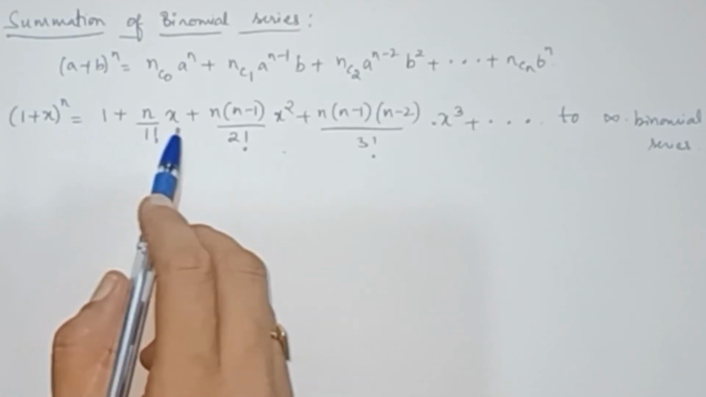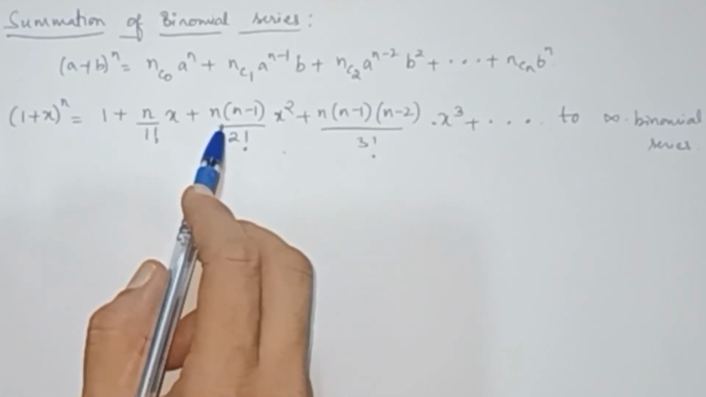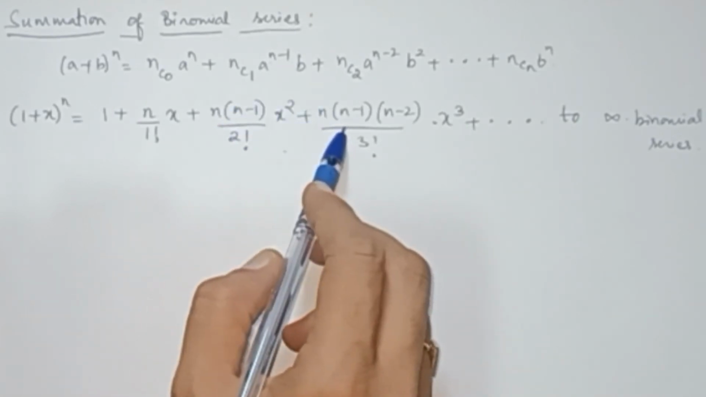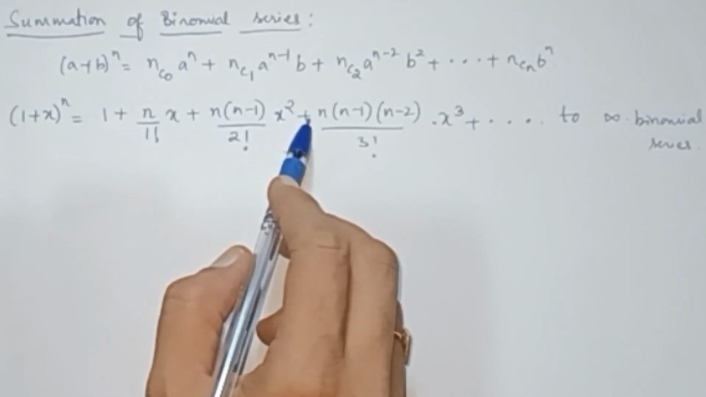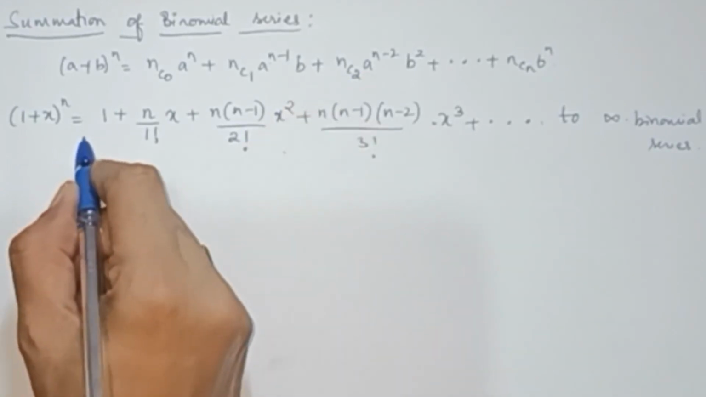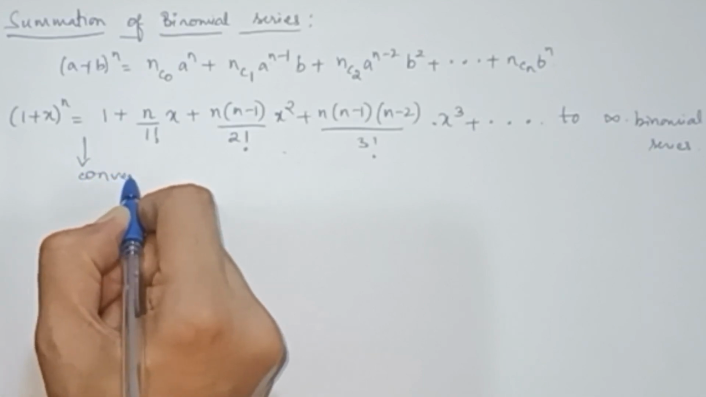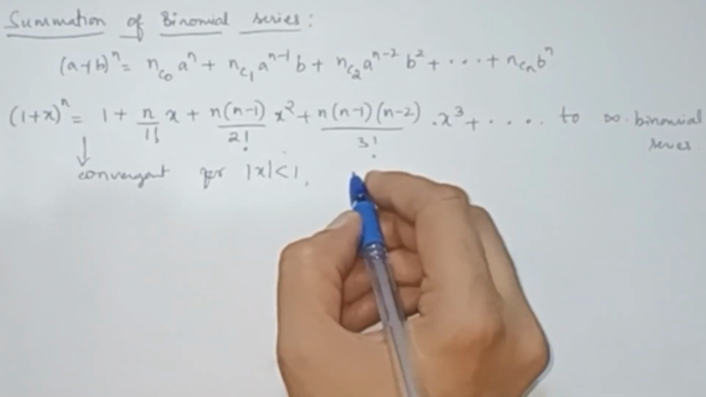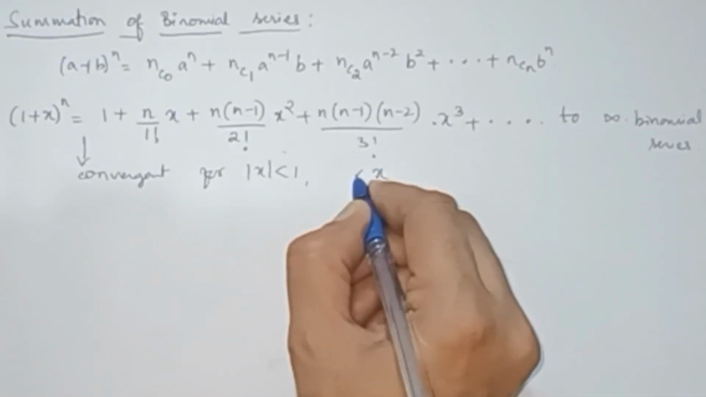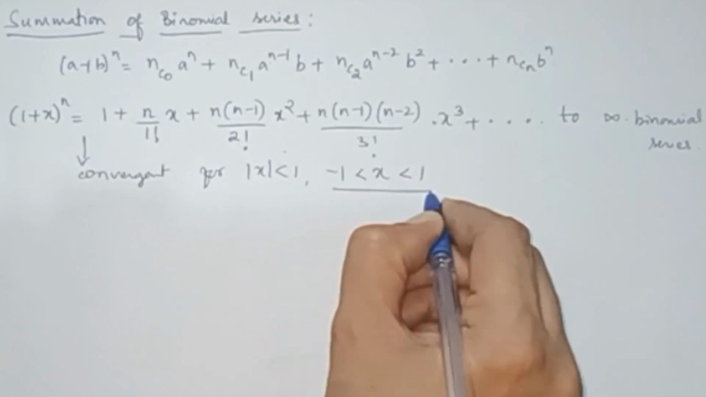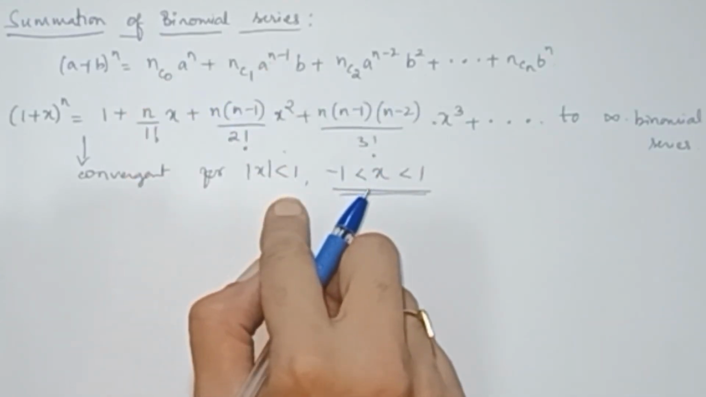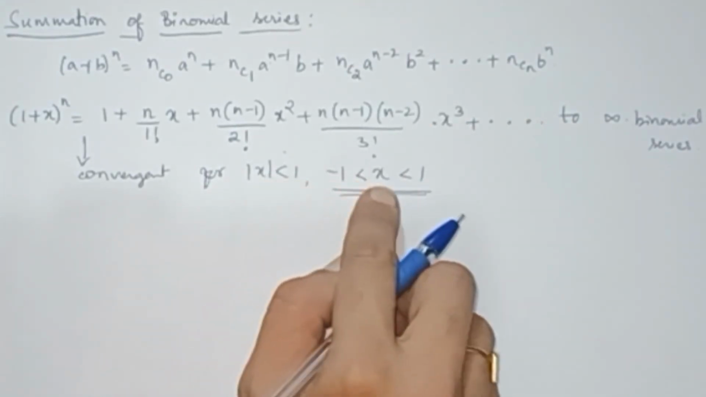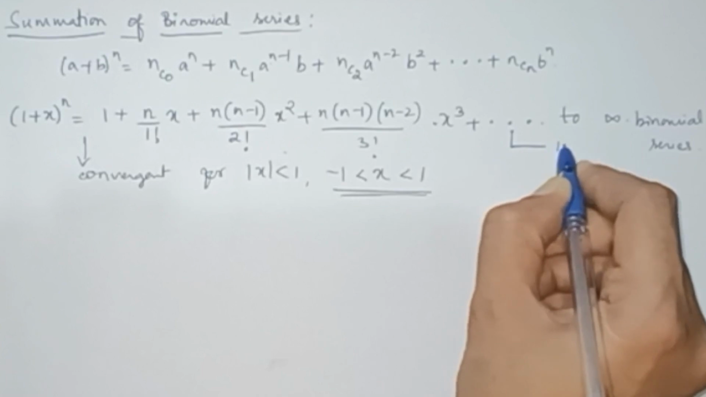Now, as it is a series, a natural question arises about the behavior of this series. Behavior of the series means, is it convergent, divergent, or oscillatory? This series is convergent for |x| < 1, that is, x is a real number between -1 and 1. Therefore, this binomial series is defined for |x| < 1. Name this series equation 1.